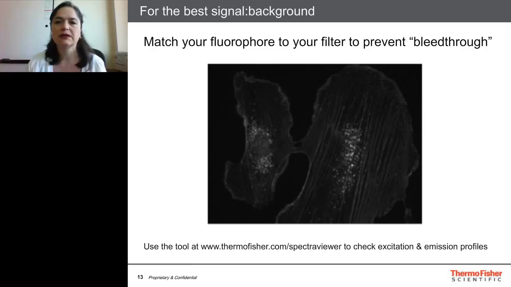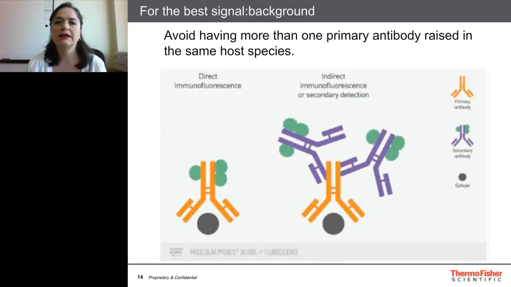So in the next slide, just a reminder that if you are using immunolabeling where you use antibodies, generally in imaging you use a primary antibody against your epitope and then a secondary antibody that has the fluorophore conjugated on it. And you just want to avoid having more than one primary antibody raised in the same host species if you're doing multicolor with many different antibodies.